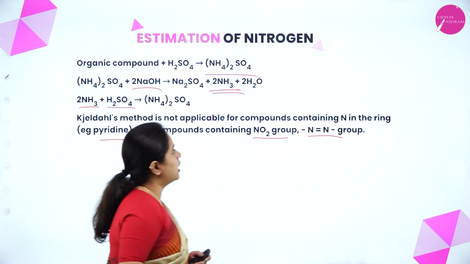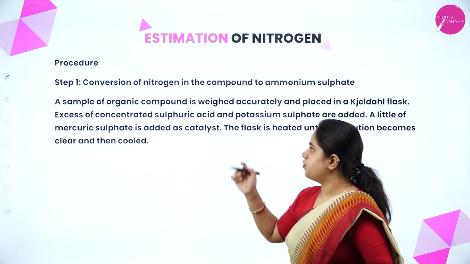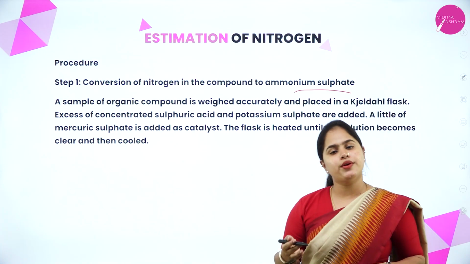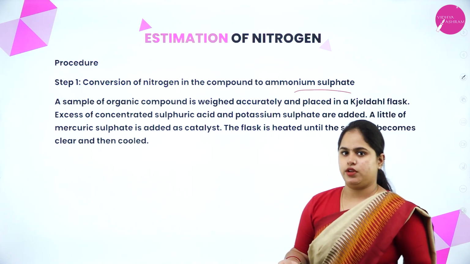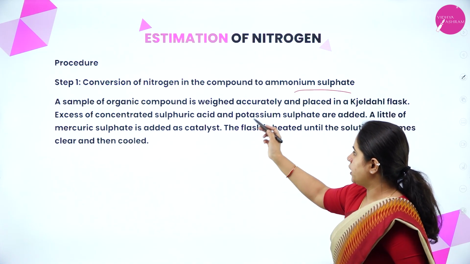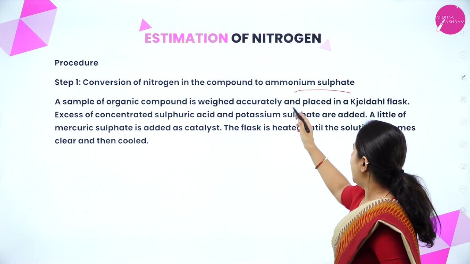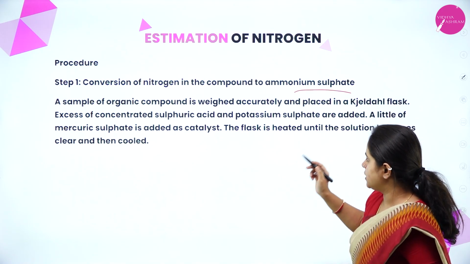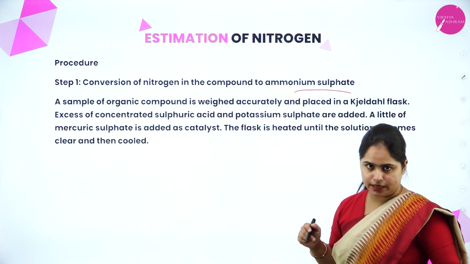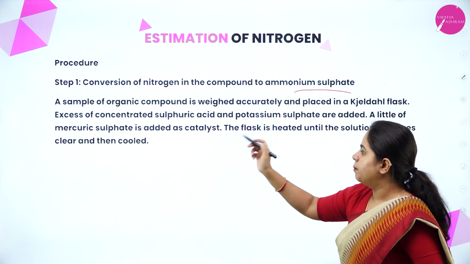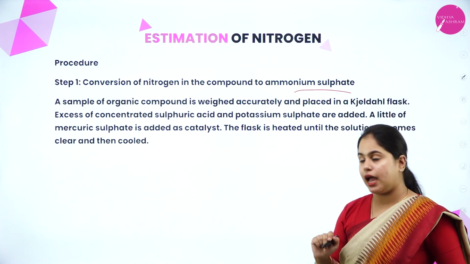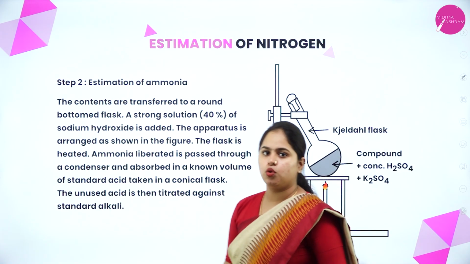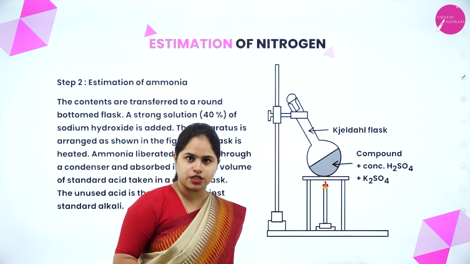So now let us understand the procedure in detail. The first step is the conversion of nitrogen in the compound to ammonium sulfate. How do you convert it? We react it with sulfuric acid. A sample of organic compound is weighed accurately and placed in Kjeldahl's flask, and excess of concentrated sulfuric acid and potassium sulfate are added. A little of mercuric sulfate is also added as catalyst, and the flask is heated until the solution becomes clear and then cooled. So this is the Kjeldahl's flask, you can see.